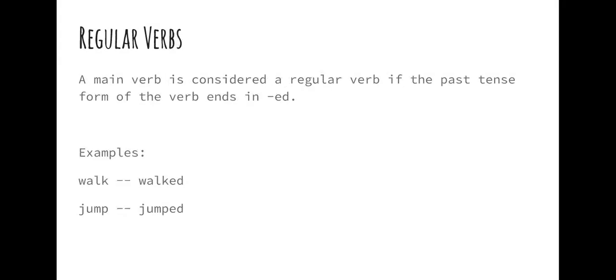All right, regular versus irregular verbs. Verbs are divided into 2 groups, regular verbs and irregular verbs. A main verb is considered a regular verb if the past tense form of the verb ends in ed. So walk becomes walked and jump becomes jumped.